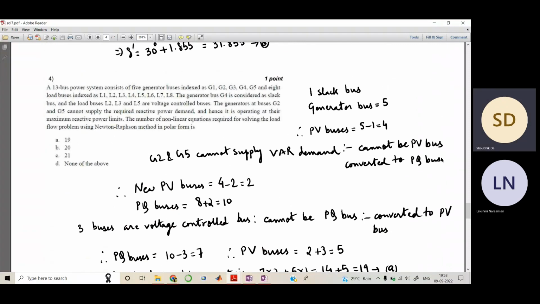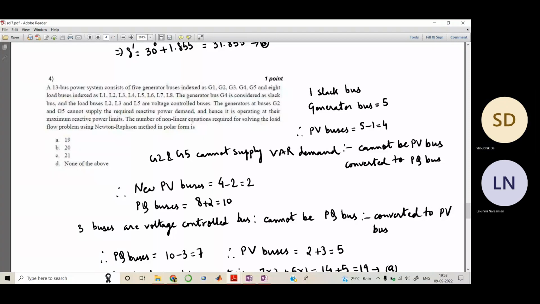Okay, so let us now look at the last problem, question number 4. They have told a 13 bus power system consists of 5 generator buses indexed as G1 to G5 and 8 load buses indexed from L1 to L8. For each of these studies, we have to consider one slack bus, and it is to be considered from the generator bus itself, the PV bus. Therefore, the PV bus becomes 4.